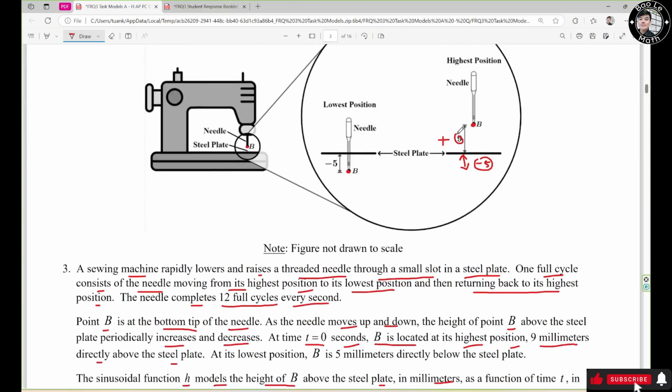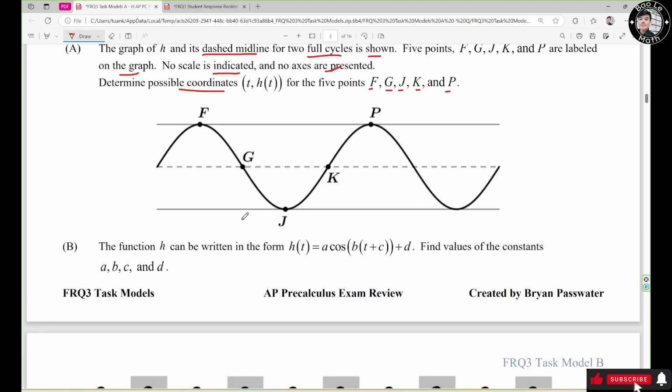So maximum should be 9 right here, so we put 9 right here. This is the maximum. Minimum should be -5. Now midline equals the average of maximum and minimum, right? So 9 plus -5 is going to be 4. 4 divided by 2 is going to be 2. So the midline equals 2.